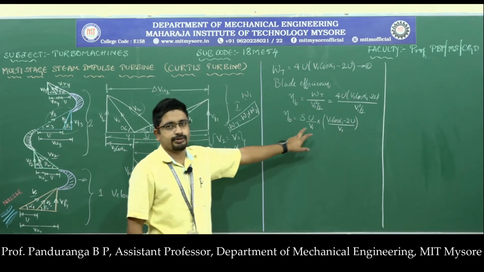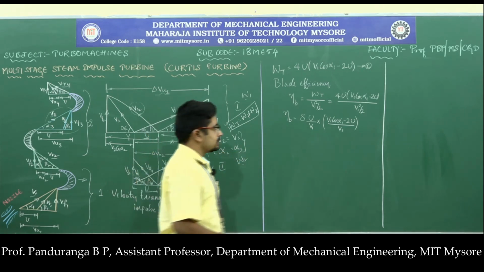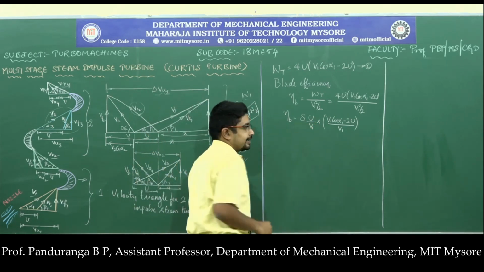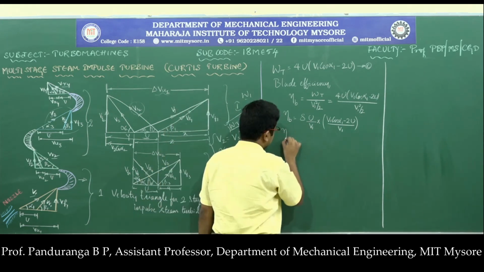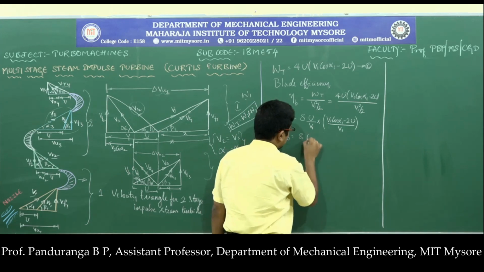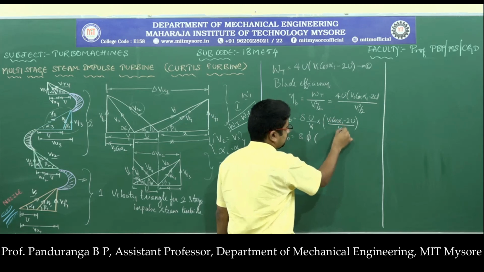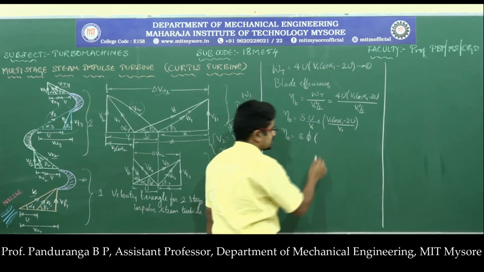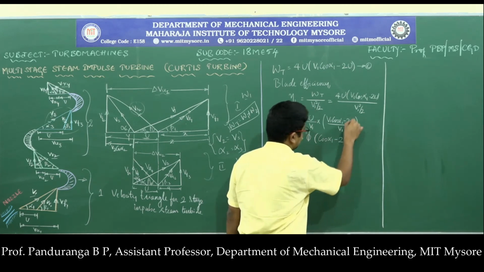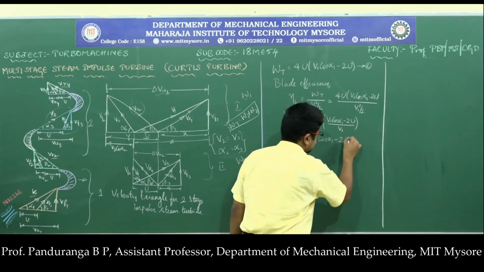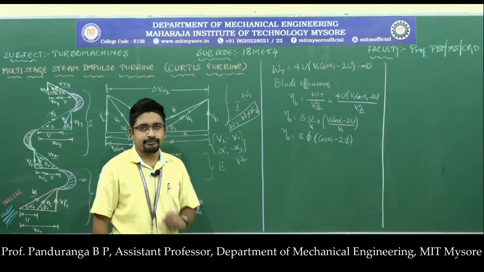Okay, so in the denominator we have V1 multiplied by V1, so we have V1 square. Now I know that u by V1 is the speed ratio, that is 5. So eta B will be equal to 8 into 5 multiplied by V1 by V1 gets cancelled. So cos alpha 1 minus 2 into u by V1, which is 5. So this is the equation for blade efficiency.